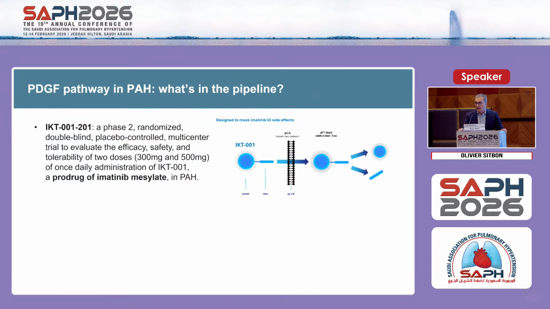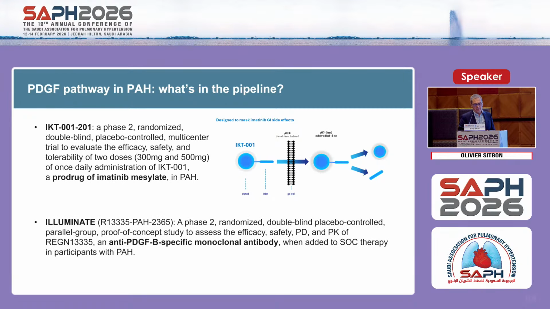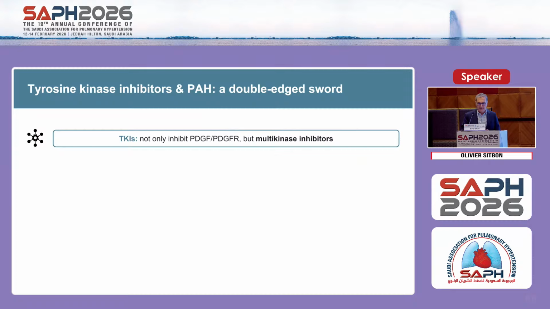So, what is in the pipeline? Mark showed you that yesterday. In the pipeline, you have a different mode of administration for imatinib, and imatinib has been developed as a prodrug in order to mask imatinib's gastrointestinal side effects. It is the AKT 001-201 phase 2 randomized trial that will start soon. And another approach is to use an anti-PDGFB specific monoclonal antibody, and this is another approach that can be tested soon.